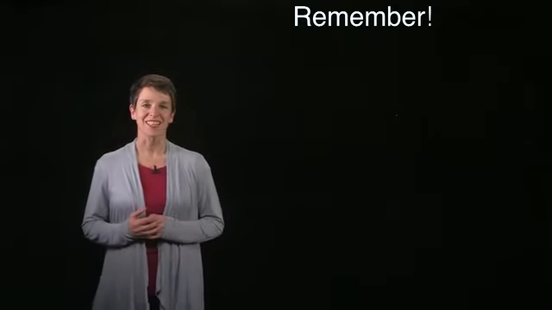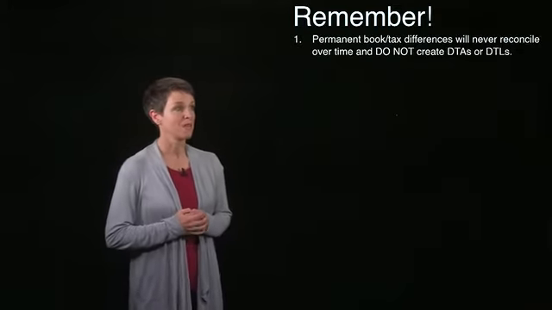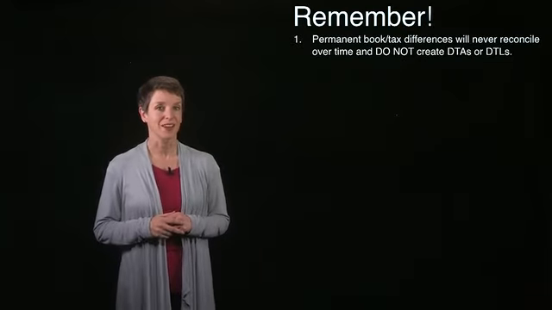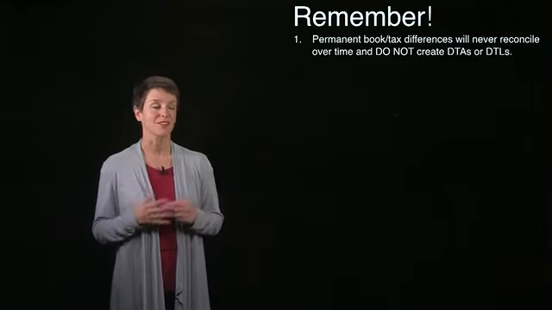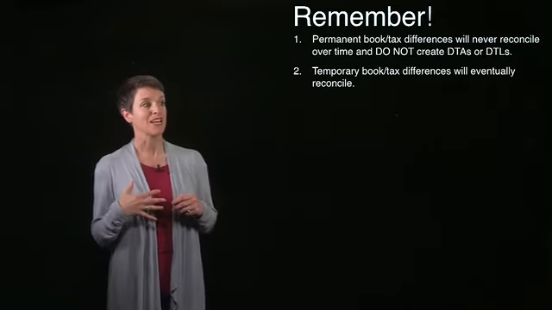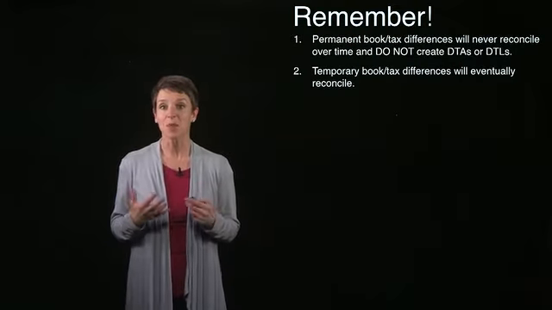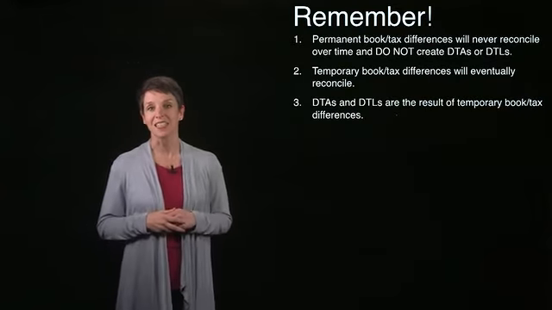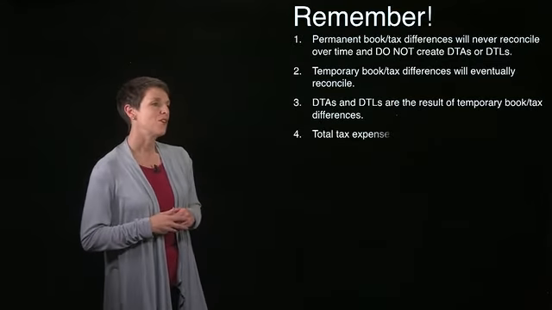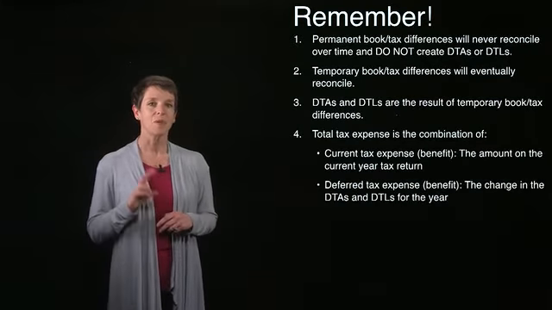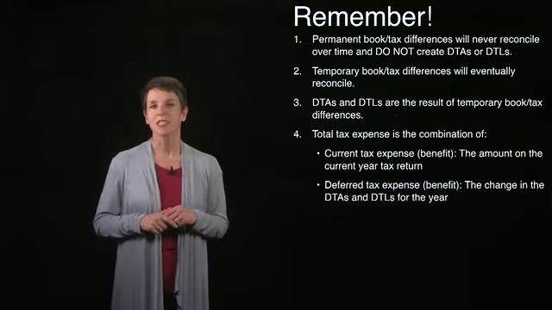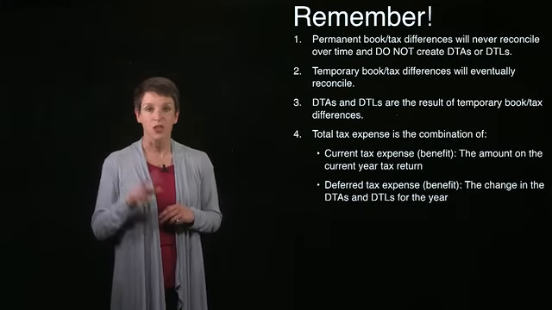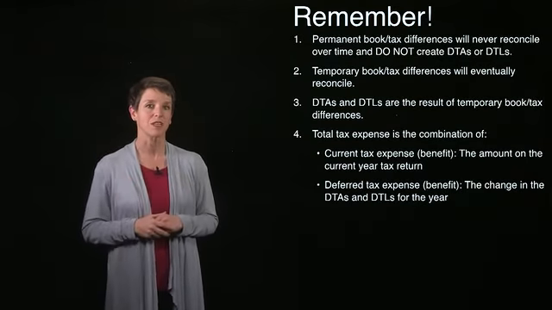Now that we've been through this lesson, let's review some of what we've talked about. Remember that permanent book tax differences do not create deferred tax assets and liabilities because they never reverse. Remember that temporary book tax differences do reconcile at some point in the future, and because of that reconciliation, that's where our DTAs and DTLs come from. Remember also that total tax expense is the combination of two numbers: current tax expense or benefit for the year and deferred tax expense or benefit. The two together make total tax expense for our income statement.